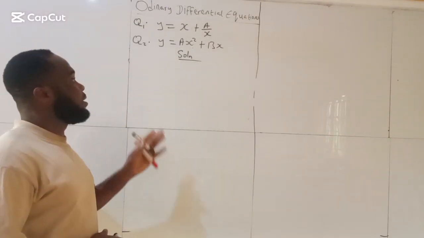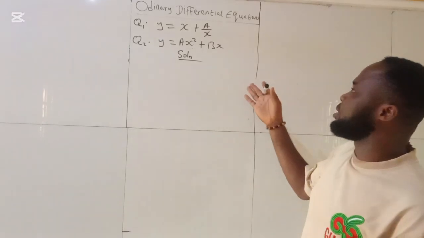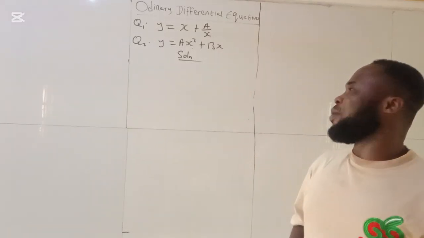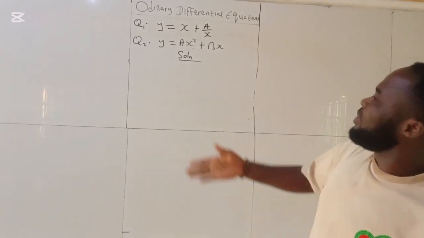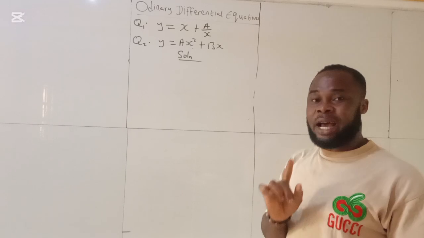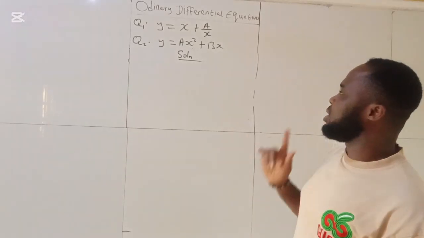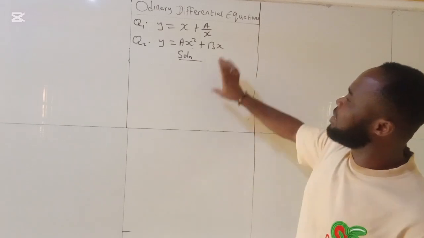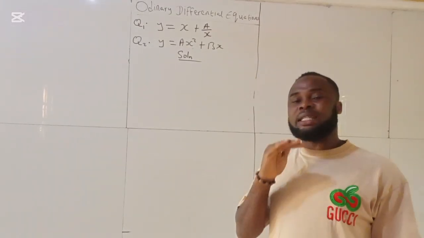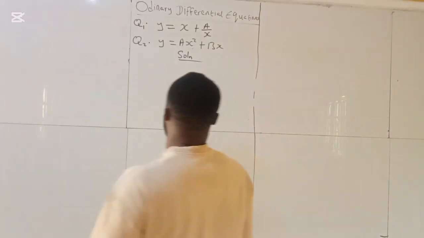So in this video, we are going to consider more examples of how to form ordinary differential equations. Looking at example 1, we have only one arbitrary constant, and remember, it suggests the minimum order of the differential equation that will be formed from it. In the second one, we have two arbitrary constants, and it suggests that the minimum order should be the second order. Okay? So let's start with the first one.